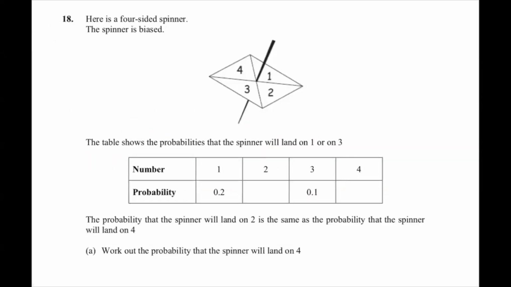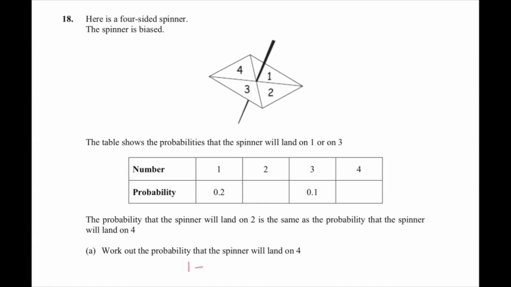Okay, question 18 is a probability question. So we've got some information about the counter in the table. We're being told that the probability that the spinner will land on 2 is the same as the probability that it will land on 4. So I know that these missing numbers here and here are equal in size. Probability adds to 1. And I would use this fact to help me solve it. So all of the probabilities would add to 1.